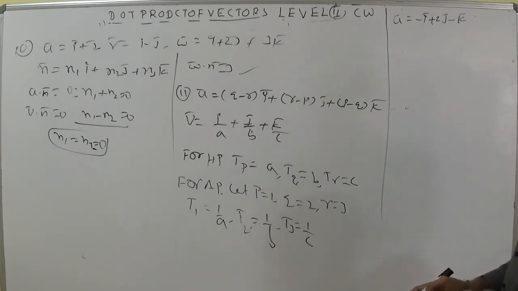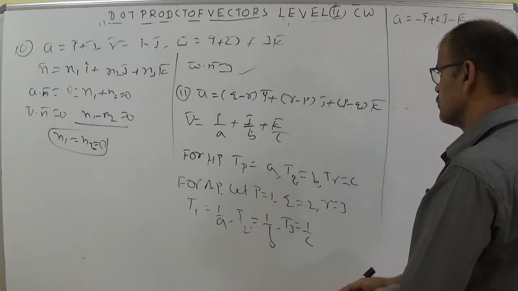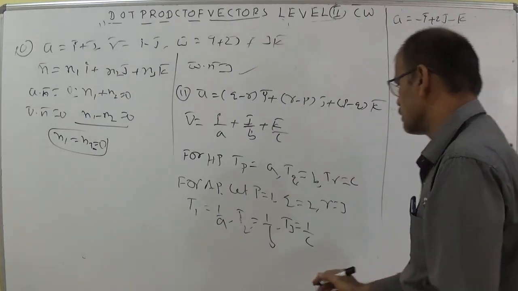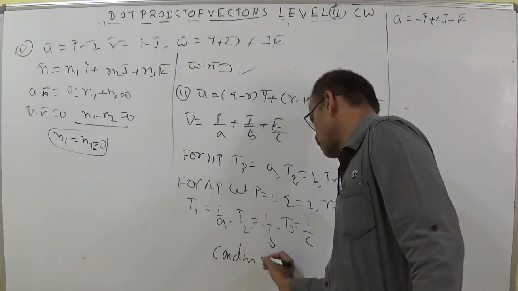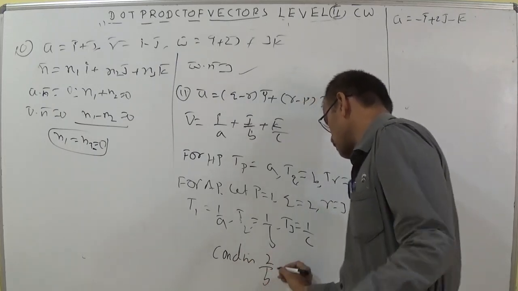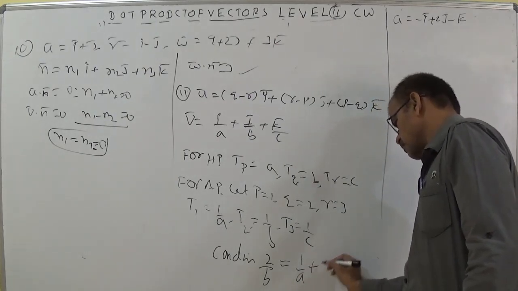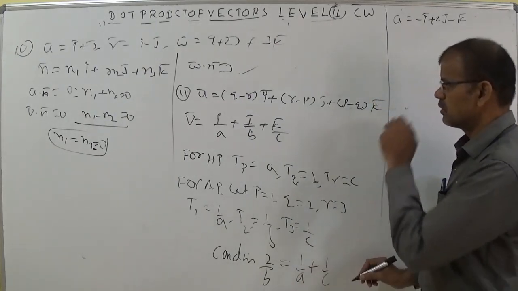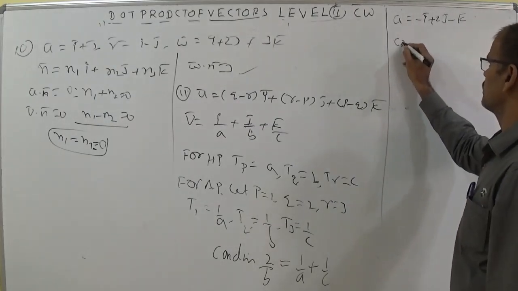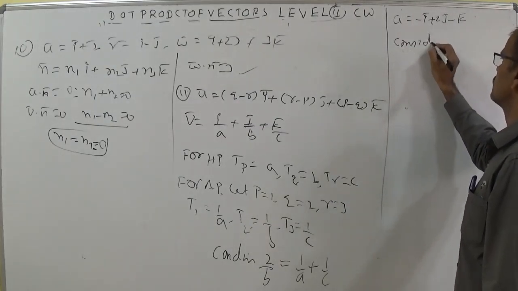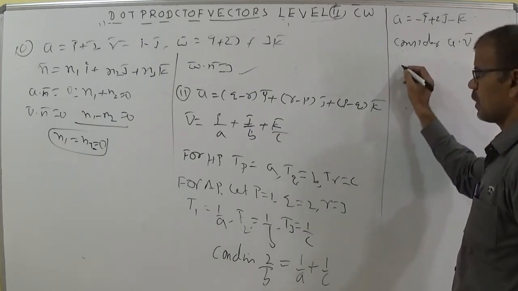Now V bar he given as I by A plus J by B plus K by C. Condition we can write here using harmonic progression or arithmetic progression. Same here, 2 by B is equal to 1 by A plus 1 by C. Now U dot V, consider and writing. He is discussing about U bar dot V bar in options.